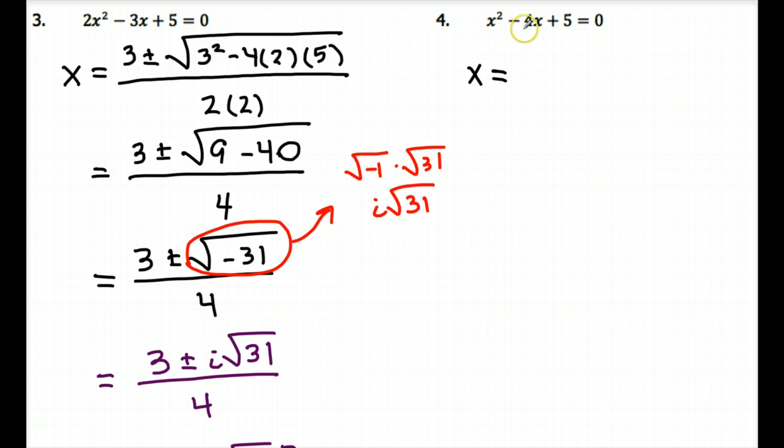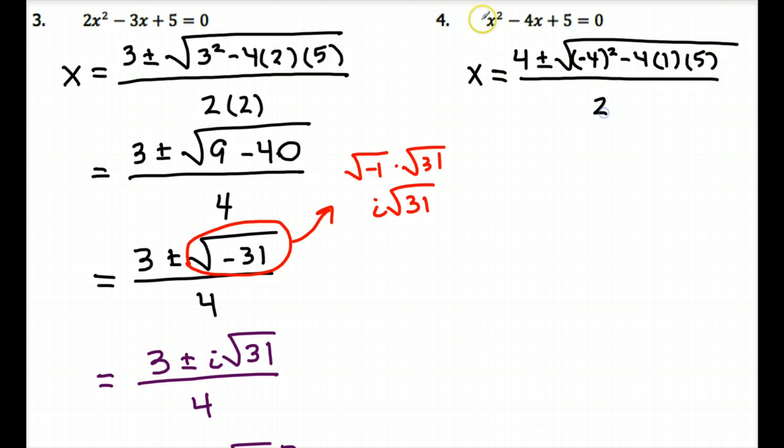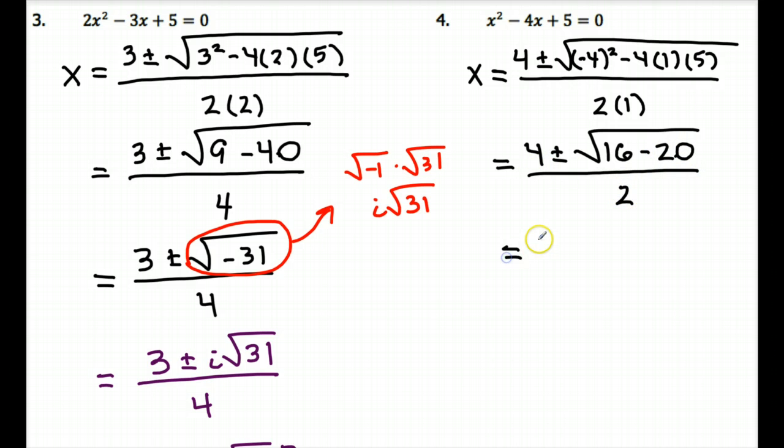So you get x equals negative b, which is going to be positive 4, plus or minus the square root of b squared, which is negative 4 squared, minus 4 times a, which is 1, times c, which is 5, all over 2 times a, which is 1. This becomes 4 plus or minus the square root of negative 4 squared, which is 16, and then you have negative 4 times 1 times 5, which is minus 20, all over 2. And that becomes 4 plus or minus the square root of negative 4 all over 2.